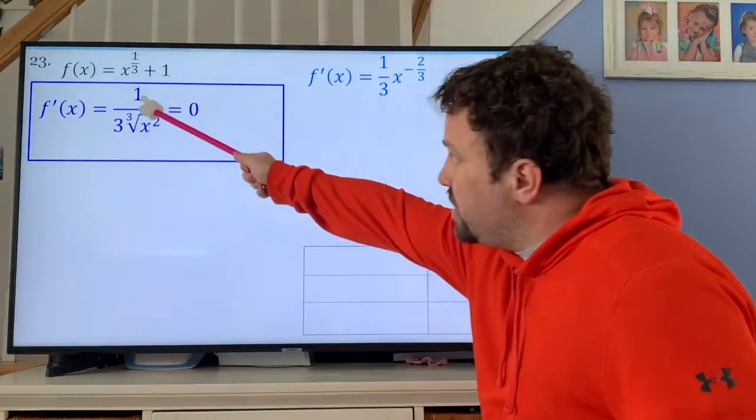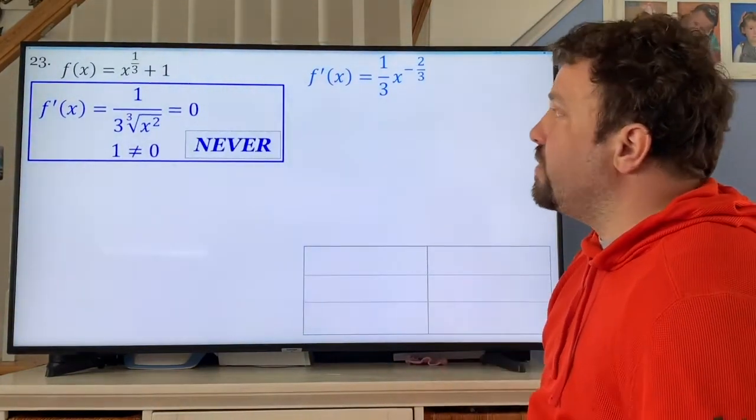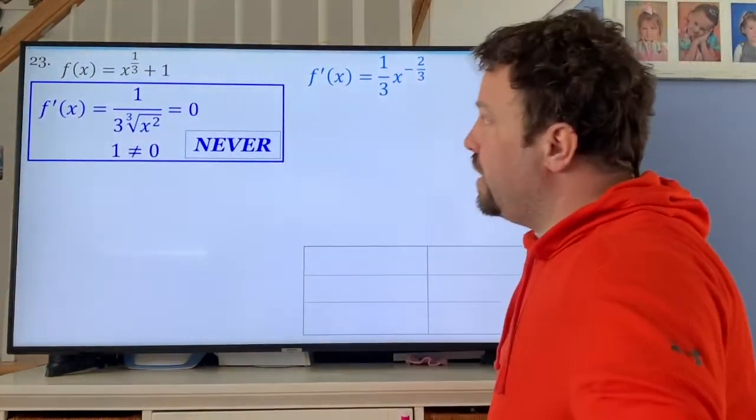it never equals 0 because you can never get the 1 to equal 0. Since the numerator can never equal 0, you never equal 0. So f prime x never equals 0, but it can be undefined.